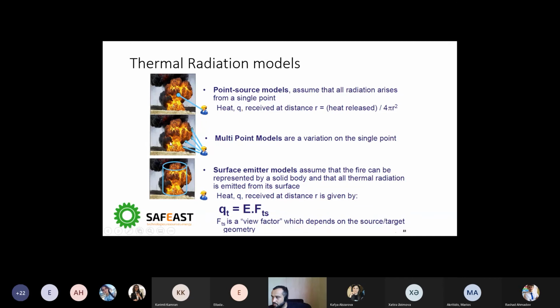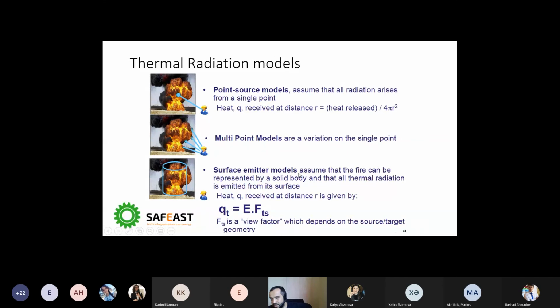So the multi-point model is a more complex, improved form of the point source model. Basically, you say that there is a certain number of point sources at the flame, and the individual will receive radiation through a different model. And then surface emitter models, which are very famous in industry and in computer models.